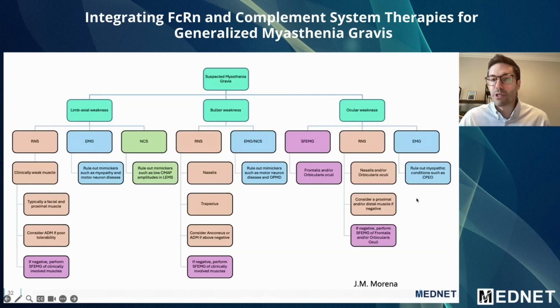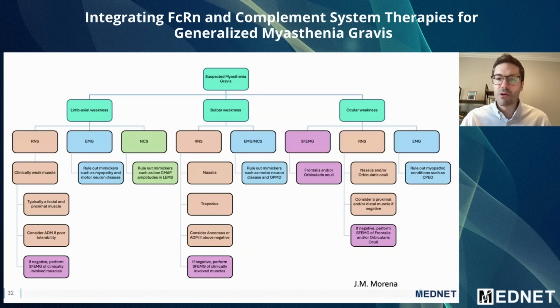Now, for pure ocular weakness, as mentioned, you could go straight to single fiber, doing frontalis and or orbicularis oculi. If it's not available, repetitive nerve stimulation is still reasonable, doing facial muscles, and then if negative, considering proximal. And then EMG, as I mentioned, to rule out myopathic conditions such as CPEO.